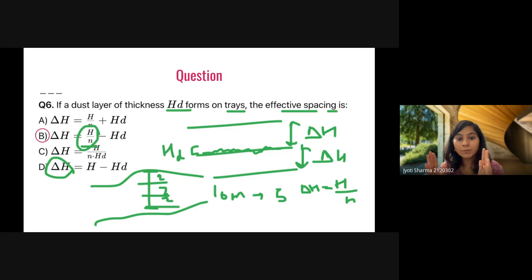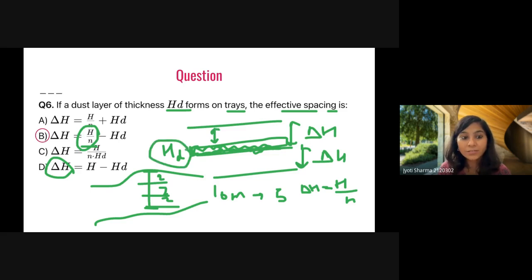Initially it was H upon N, but as I told you, there is a deposition of the dust, and let's say this is the deposition, then we have to subtract this, because now the height is lesser. And how much lesser? We have to subtract this much. So that's how minus Hd. So this is how B answer will be the right one.